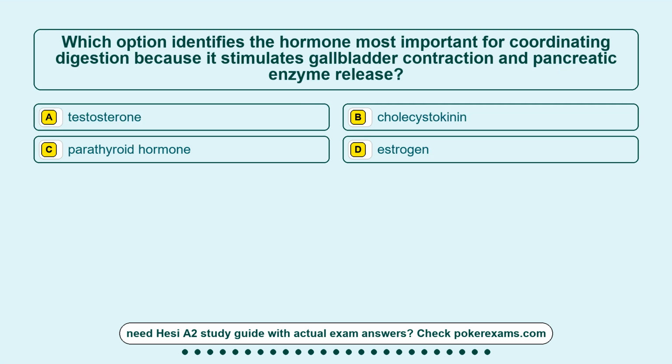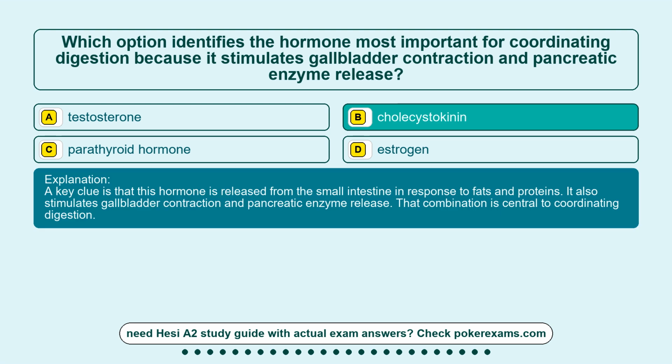Question 8. Which option identifies the hormone most important for coordinating digestion because it stimulates gallbladder contraction and pancreatic enzyme release? Option A, testosterone. Option B, cholecystokinin. Option C, parathyroid hormone. Option D, estrogen. The correct answer is option B, cholecystokinin.